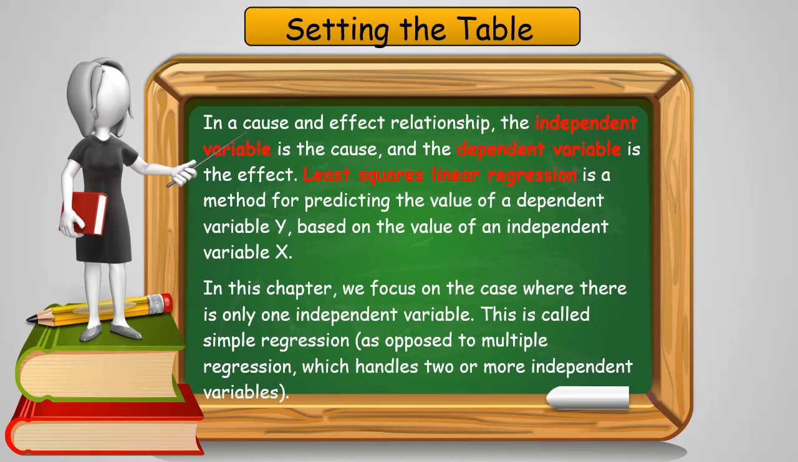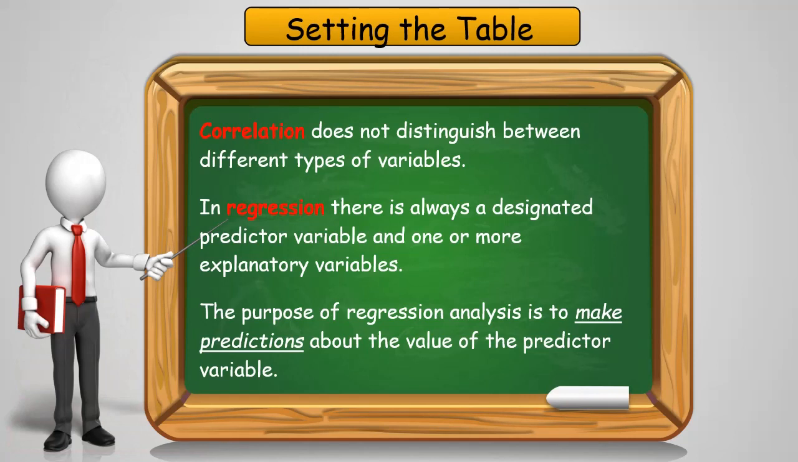Now in this chapter we're going to be focusing on just one simple independent variable, and that's why it's called simple linear regression. In the next chapter, we're going to have multiple independent variables, and that is multiple variable regression, and we'll be covering that as well. Now, in our last chapter, correlation did not distinguish between different types of variables, but in regression we do. There is always a designated predictor variable, and then one or more explanatory variables. The purpose of regression is to make predictions. That's why we do linear regression in the first place.